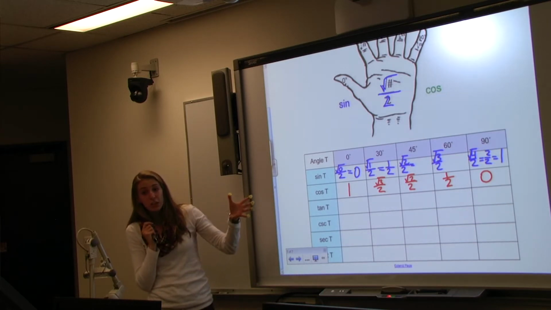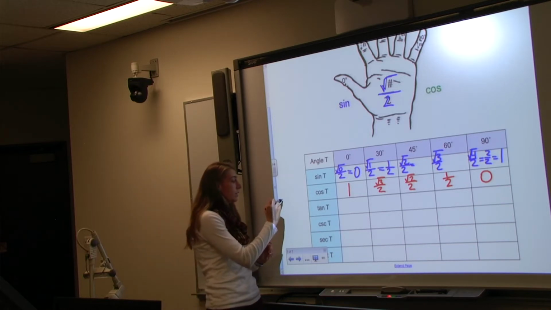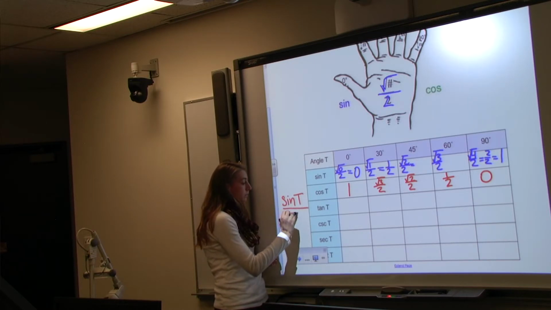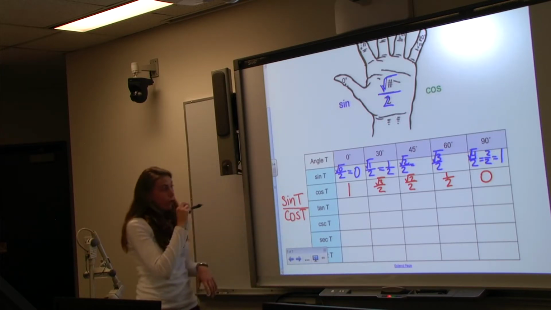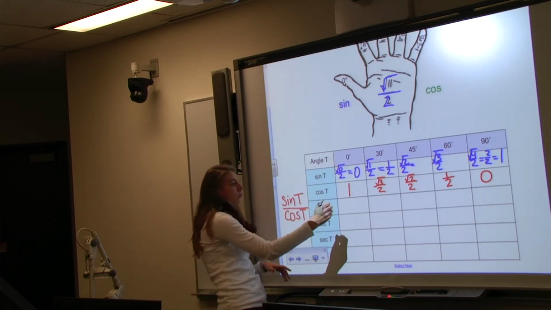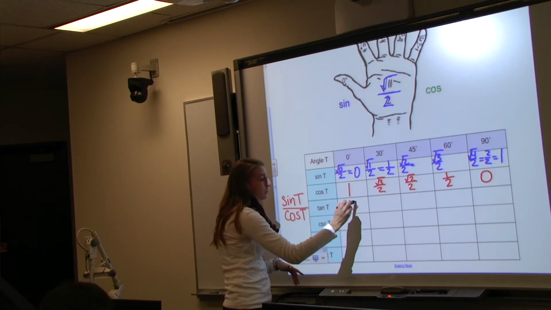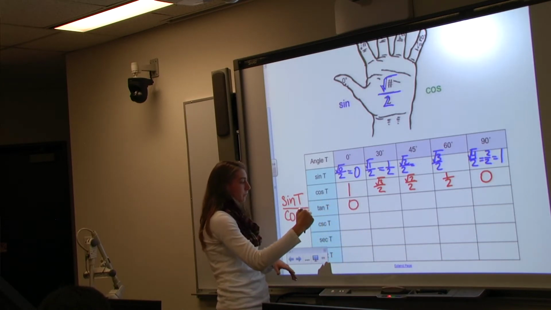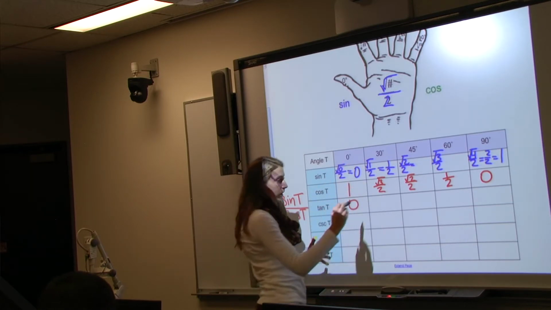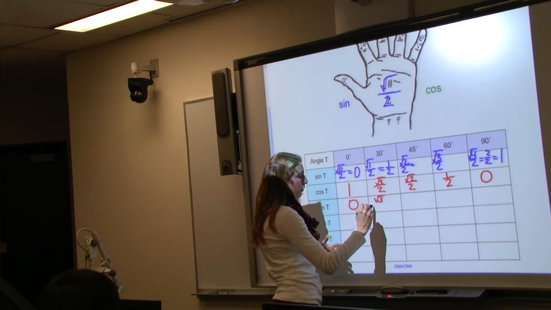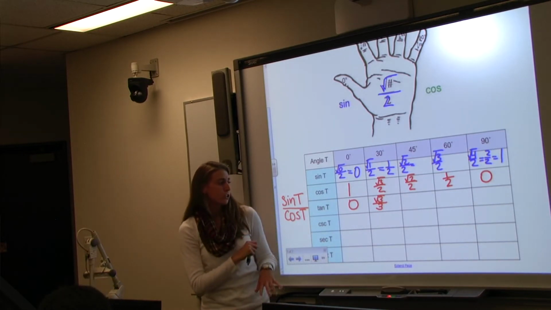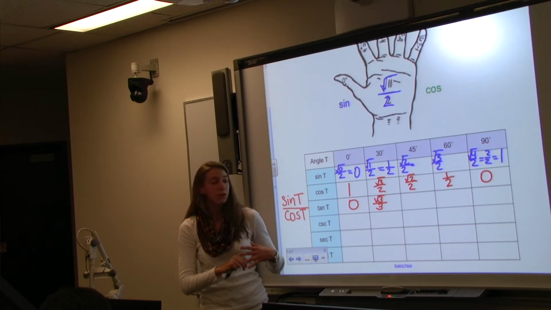We cannot use our hand trick, but one thing we do know about tangent is that it is sine over cosine. So you can do your division and figure this out. Like tangent of 0 would be 0 because we have 0 over 1. So this is going to be 0. This would be 1/2 divided by root 3 over 2. So we're going to get root 3 over 3 when you rationalize your fractions so that we don't have any square roots on the bottom.